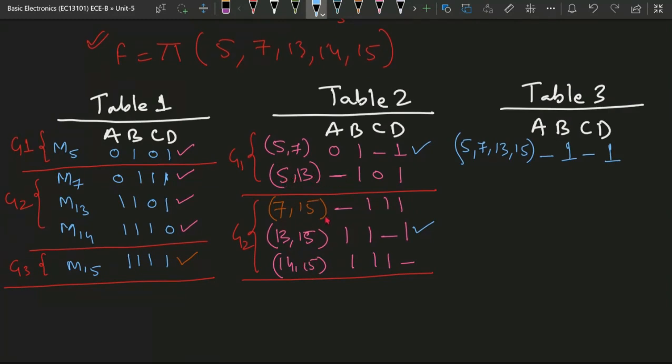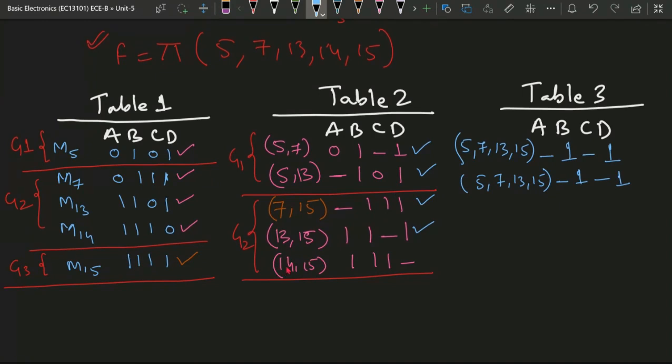Next, we will be comparing 5 and 13 with the others. 5 and 13 can be compared with only the first one, 7 and 15. You can just look at it here. This is same, this is same, this is different, and this is same. So 5 13 will be compared with 7 15, and pairing will be done. So 5 7 13 and 15. So it will be dash 1 dash 1.